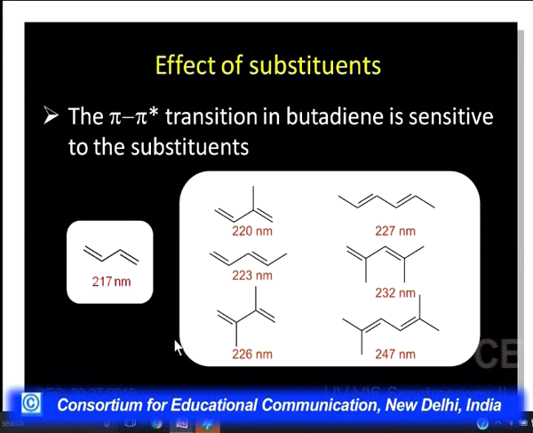If you look at these molecules, in this case butadiene with one substituent becomes 220 nanometers. Two substituents, 227 nanometers, and this is 223, 232, and so on. What you find is that we have the basic chromophore, and then certain substituents come in. How many substituents and where they are located, both of these affect the nature of the chromophore, and as a consequence affect the position of the wavelength maxima in the spectrum.